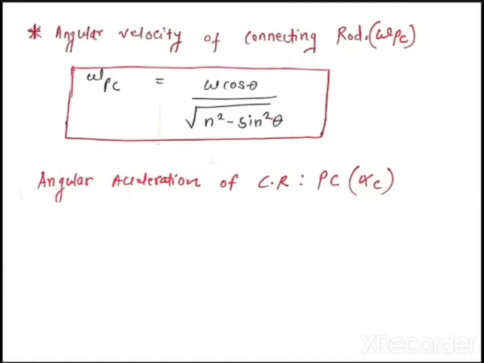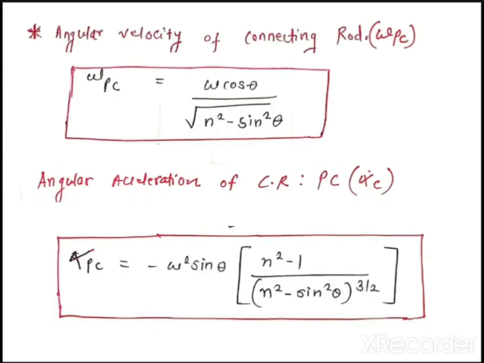Okay, and when there is an angular velocity omega PC, there is also an angular acceleration of the connecting rod. The angular acceleration of the connecting rod is given by alpha PC equals minus omega square sin theta into n square minus 1 upon 3 by 2. So by doing some small derivation which I haven't taken, but you can look into the notes, or you can directly remember the formula, I can easily find the linear velocity of the piston, the acceleration of the piston, and omega PC and alpha PC.